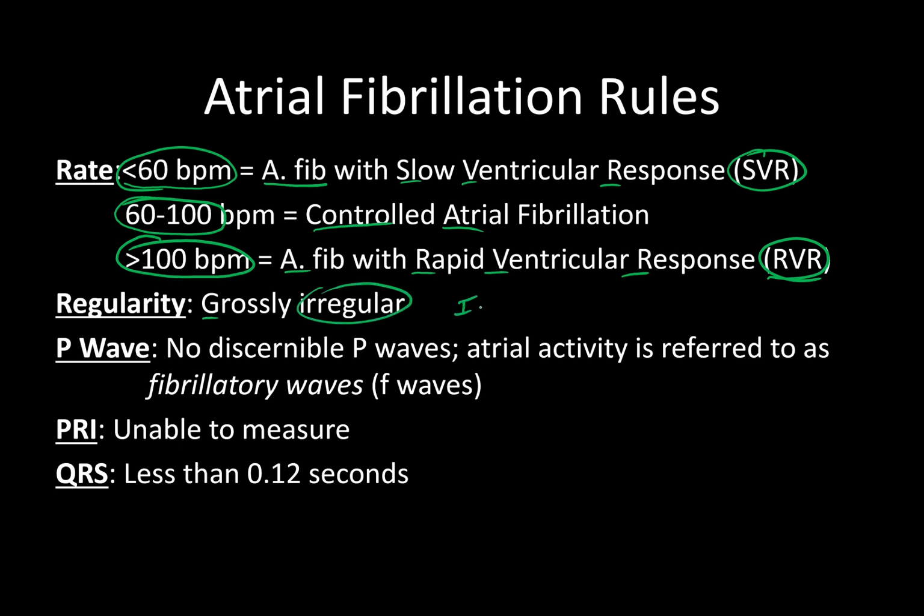And as I had mentioned before, regularly irregular. No discernible P waves. You shouldn't be able to see any. If anything pops up, it's going to be these fibrillatory or F waves. If you don't have P waves, you can't measure a PRI, but your QRSs should all look just fine.